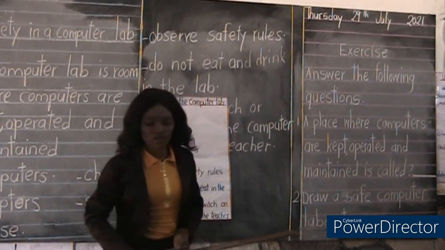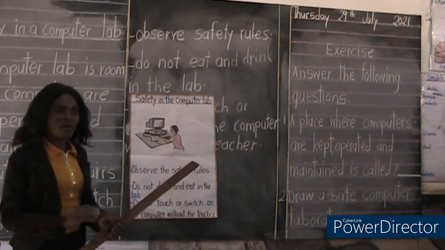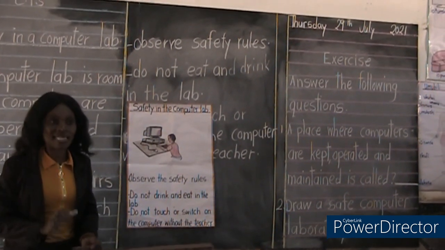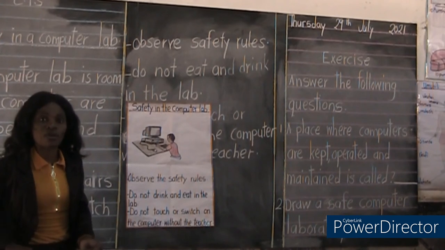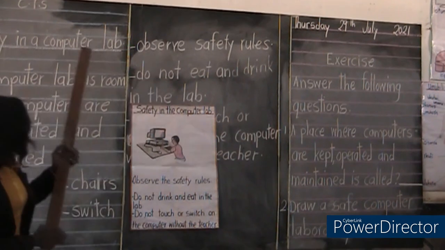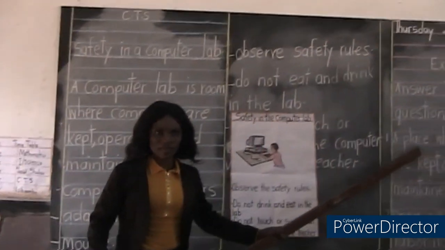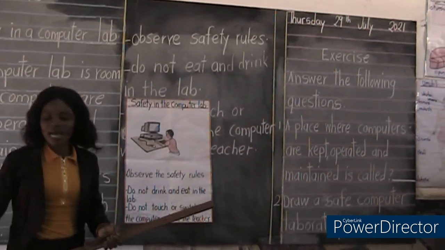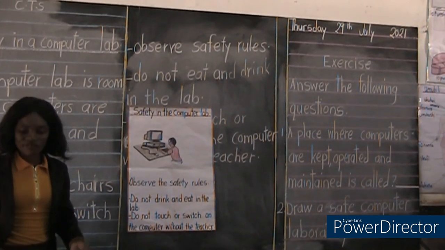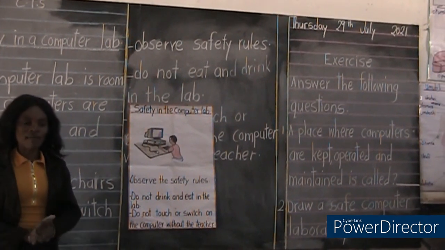So you draw a safe computer laboratory like this one, where things are well maintained. Things are well put. Computers are on the table nicely without anything to destroy the computers. Is it clear? So you are going to write just this, then write this exercise. The one who draws nicely, I'll give him something. Write very nicely, then when you finish writing, you put up your hand, I'll come and check.